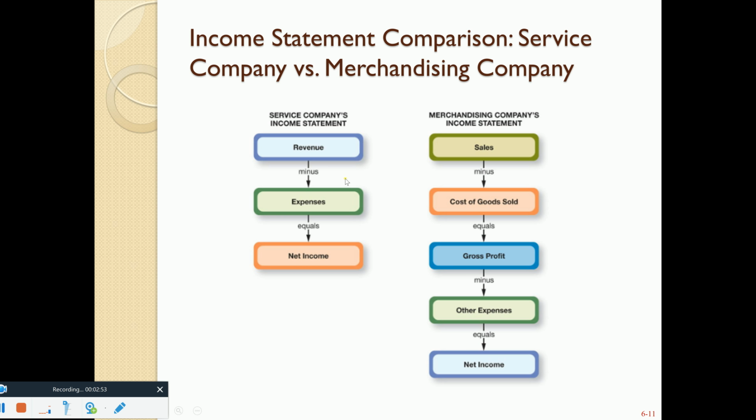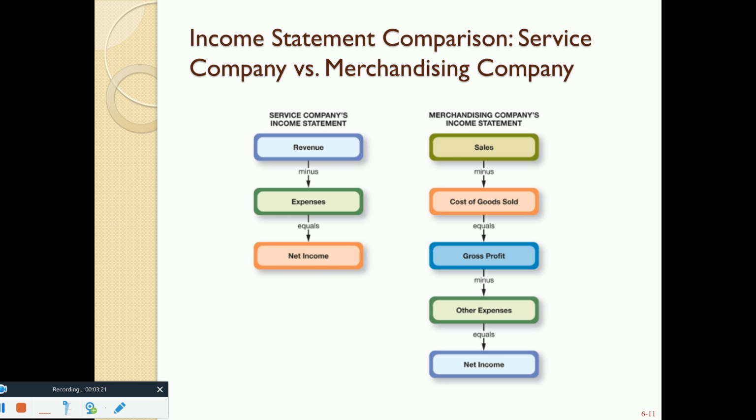So if you see here with my cursor, I'm circling the expenses on the service company's income statement. On a merchandising company's income statement, we're going to break these expenses up into two categories. First, the cost of goods sold, and then the other expenses are way down here. Now, what is this cost of goods sold? Why is it so important that it needs to be separately stated?